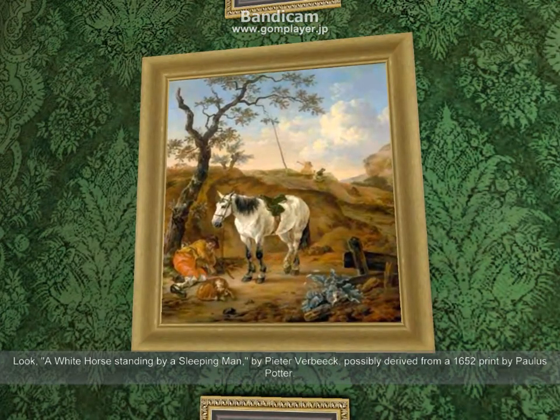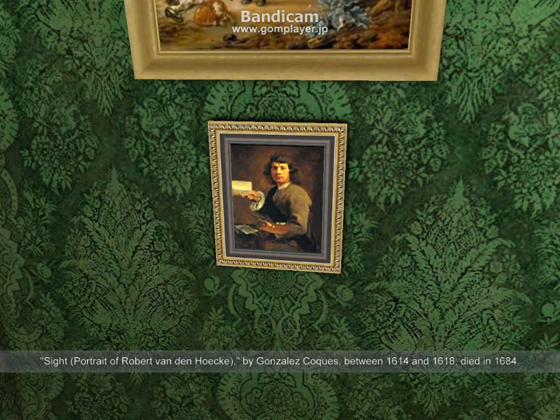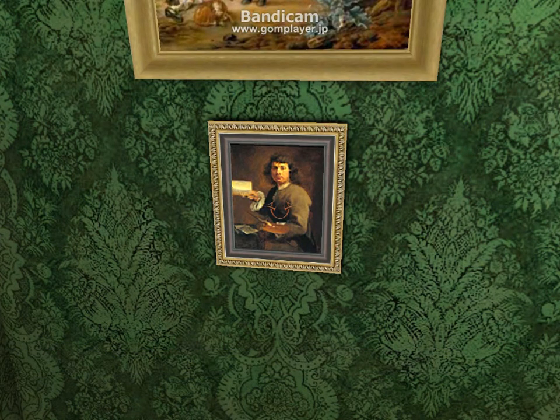Look, a white horse standing by a sleeping man by Peter Verbeek, possibly derived from a 1652 print by Paulus Potter. Sight, portrait of Robert van der Hoek by González Cox between 1614 and 1618, died in 1684.